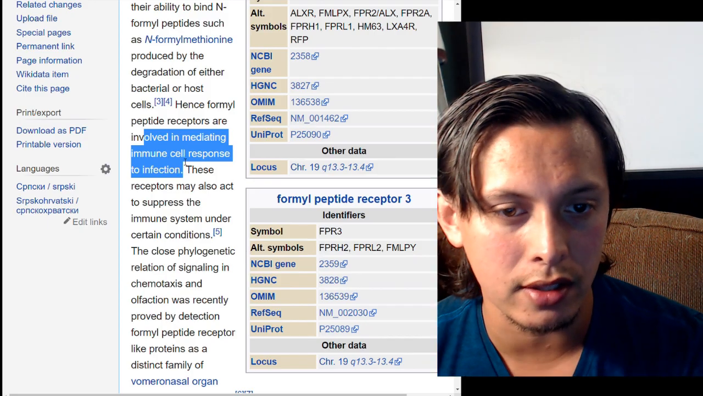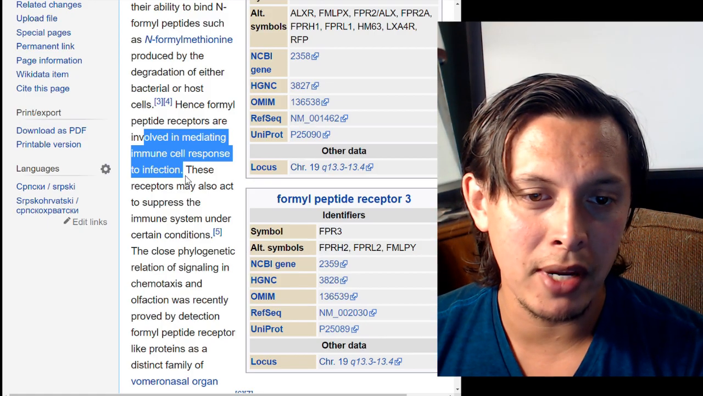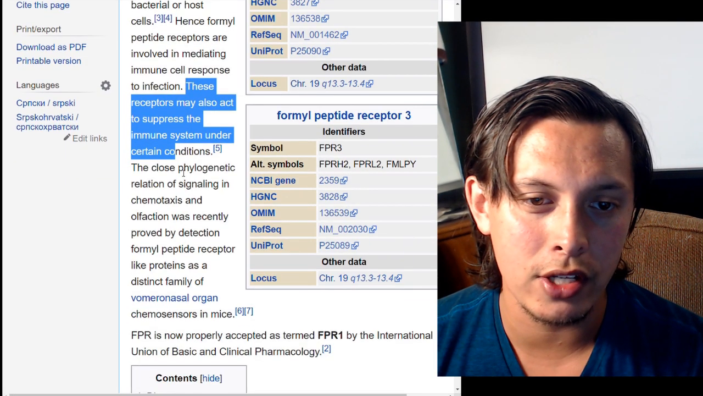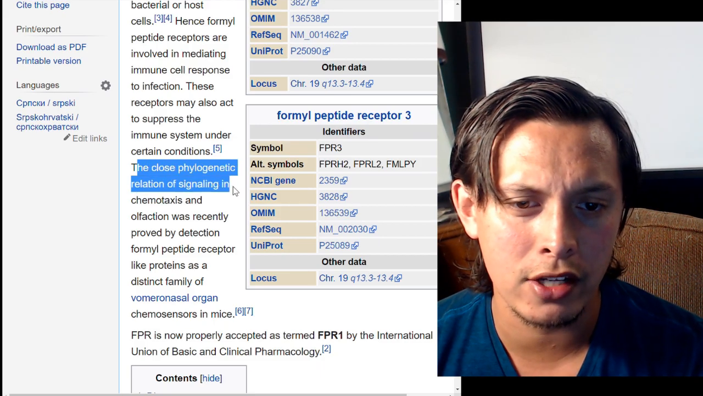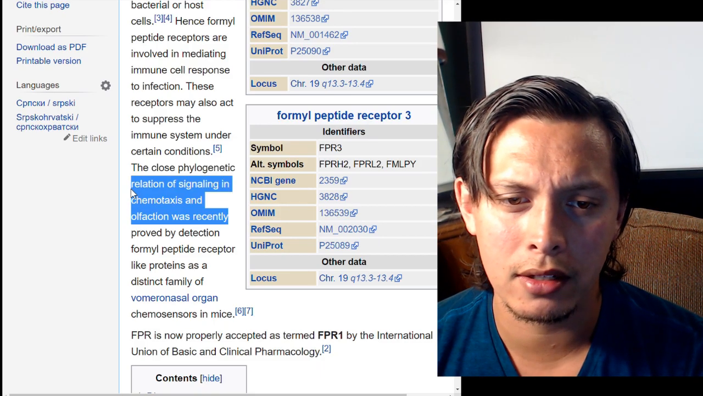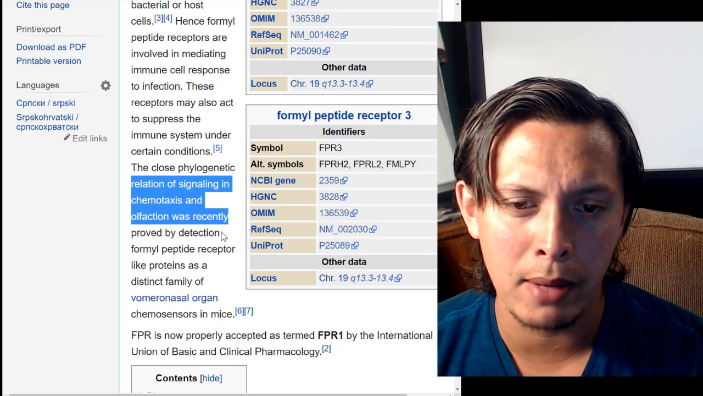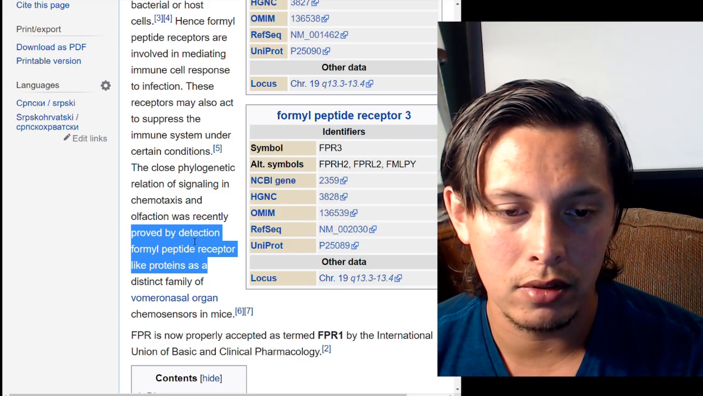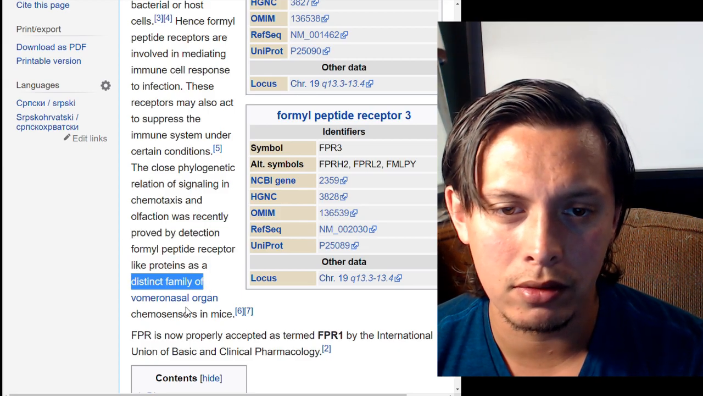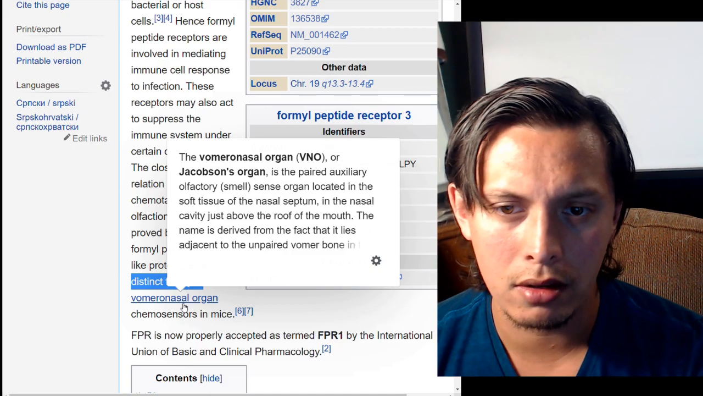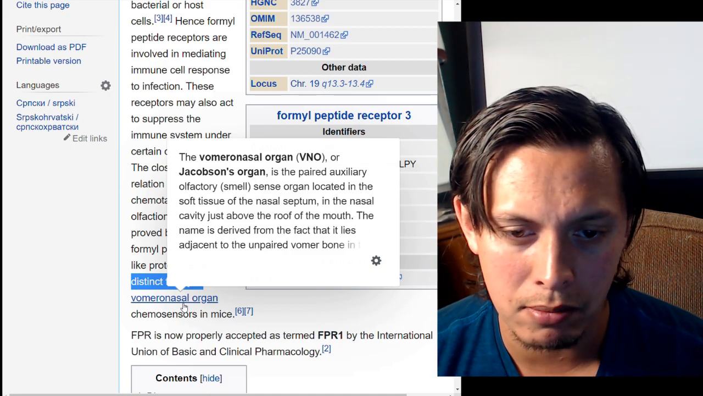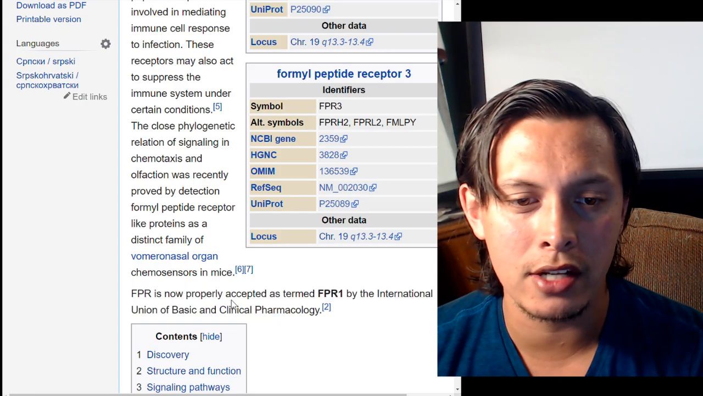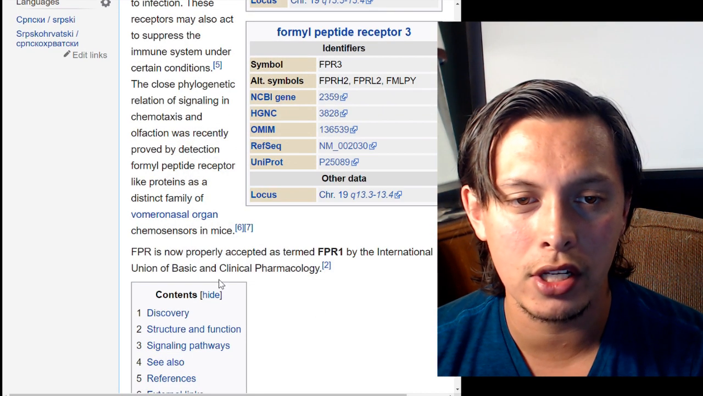Let me just double check this. These receptors may also act to suppress the immune response under certain conditions. The close phylogenetic relations of signaling and chemotaxis and olfaction was recently proved by detection of formyl peptide receptor-like proteins as a distinct family of vomeronasal organ? Okay, I've never heard of that before. Chemosensors in mice. FPR is now properly accepted as FPR1 by the International Union of Basic and Clinical Pharmacology.